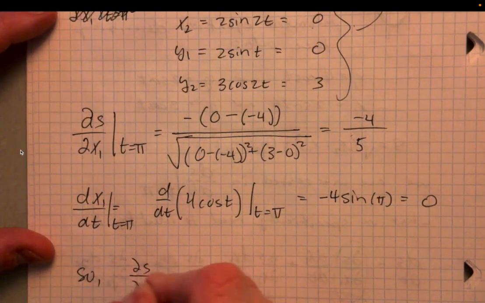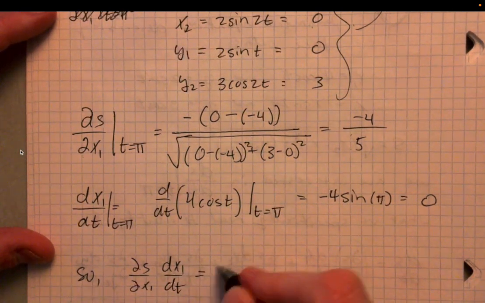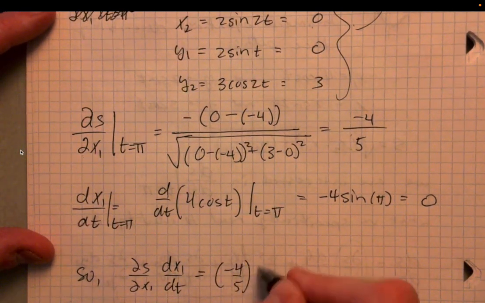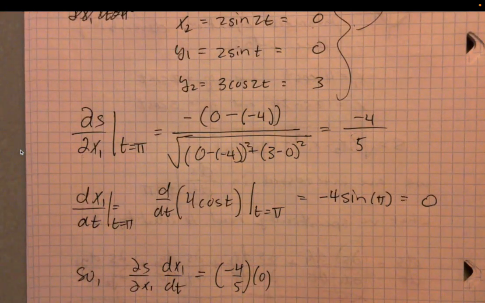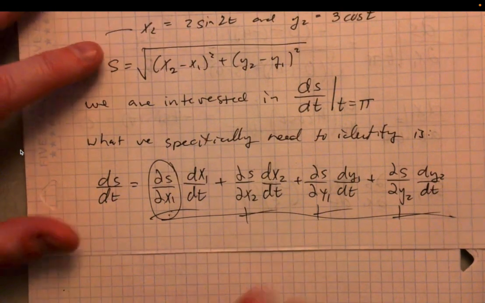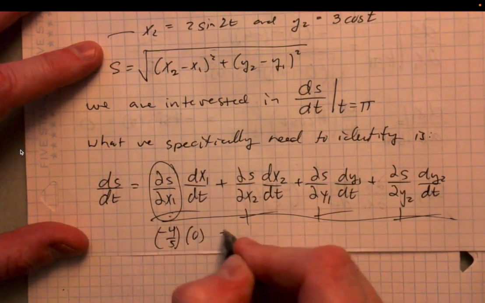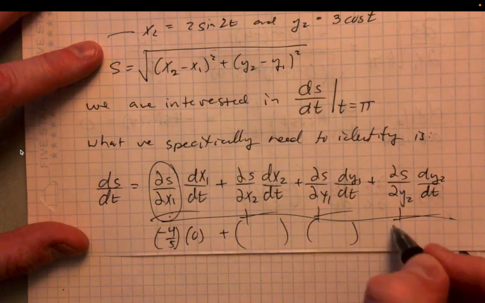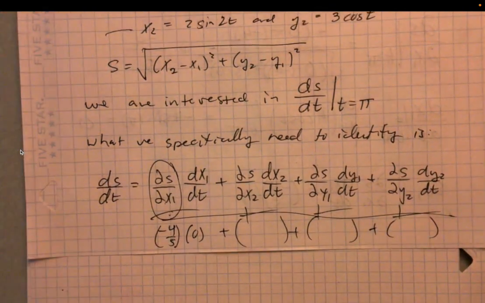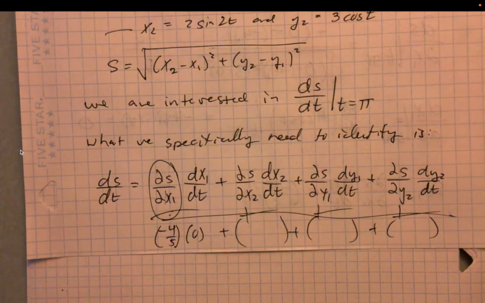So del s del x1 times dx1 dt is equal to negative 4/5 times 0. Right, so obviously 0. Right, so kind of flipping over to our previous, so this would be negative 4/5 times 0. Now we just have to do the same thing 3 more times. Right, but as I said, the partials here are really easy to find once you found the first one. It's all of a pattern.